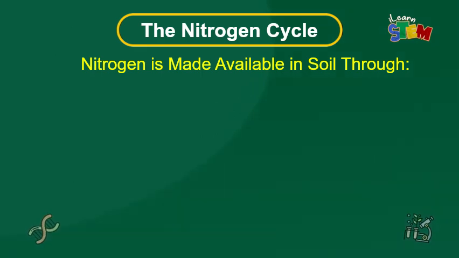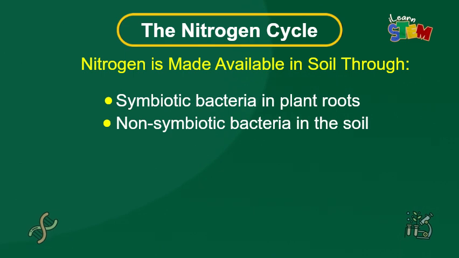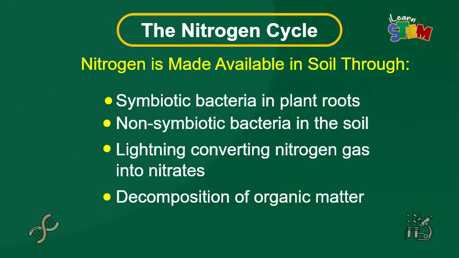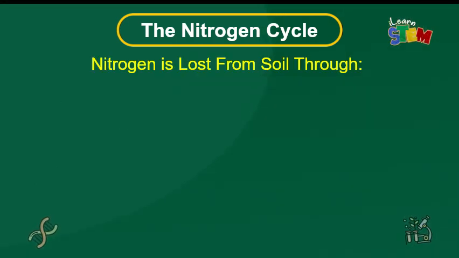Nitrogen is made available in soil through 1. Symbiotic bacteria in plant roots. 2. Non-symbiotic bacteria in the soil. 3. Lightning converting nitrogen gas into nitrates. 4. Decomposition of organic matter. 5. Artificial fertilizers. Nitrogen is lost from the soil through 1.